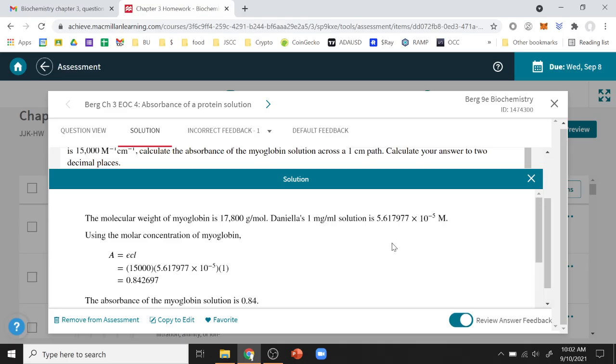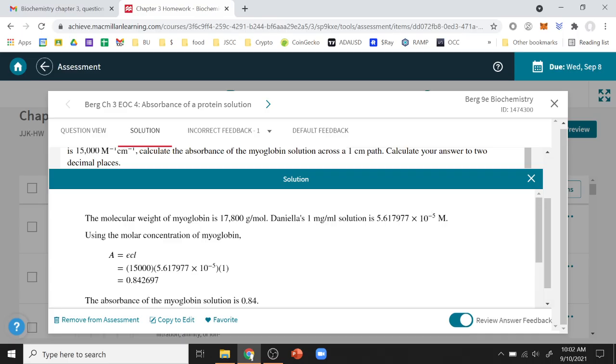So that means that you then need to convert this number of grams that you had, 1 gram per liter, into a number of moles. You do that by taking the 1 gram and dividing it by the 17,800 grams per mole. That'll give you this number right here, 5.617977 times 10 to the negative 5 molarity, or moles over liters.